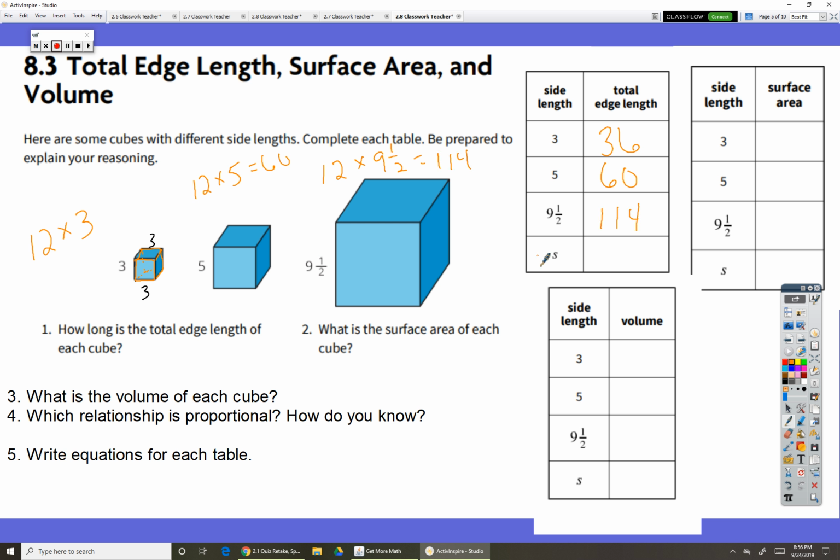Now if we had any side length, a side length of S, we would have 12 edges altogether. So we would just say that the total edge length would be 12S.